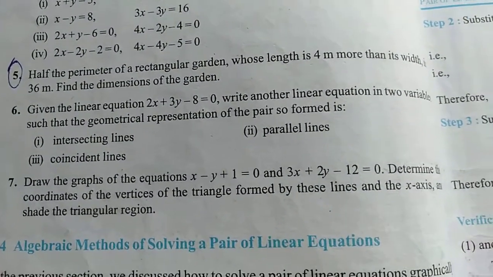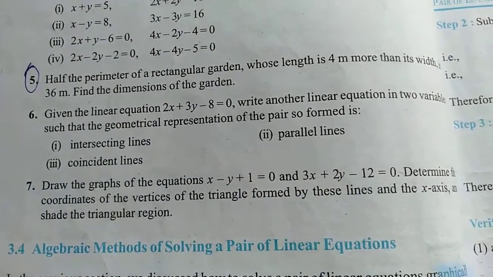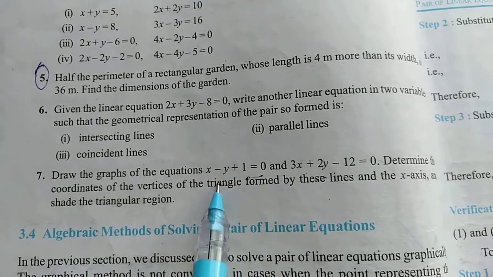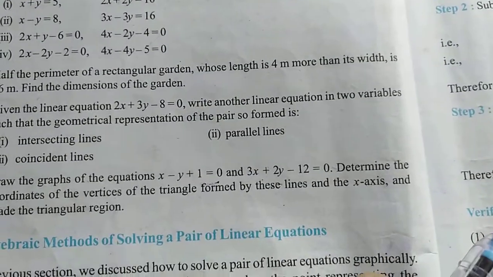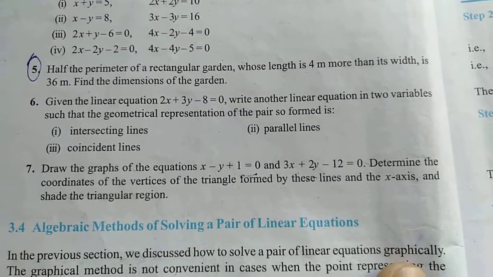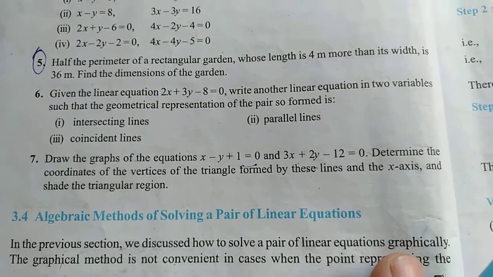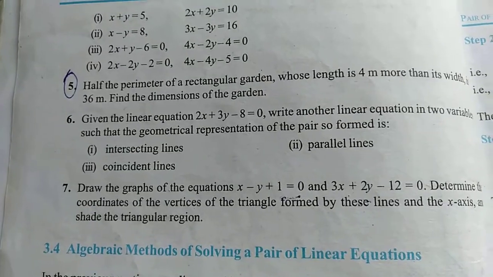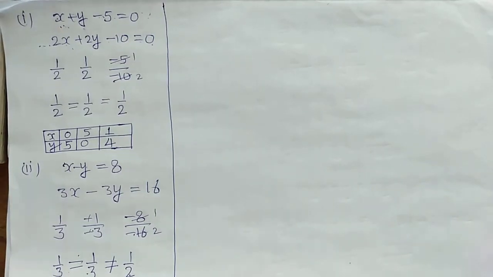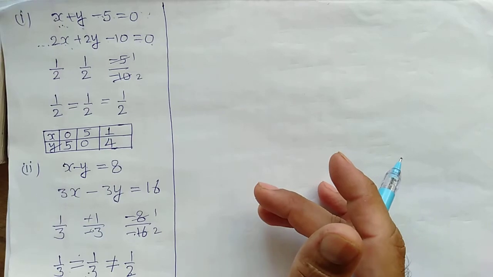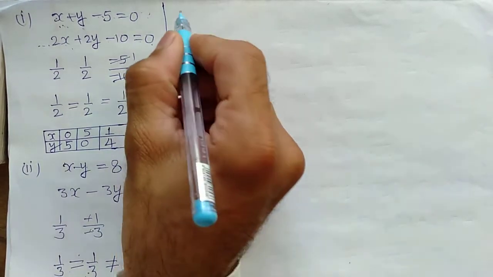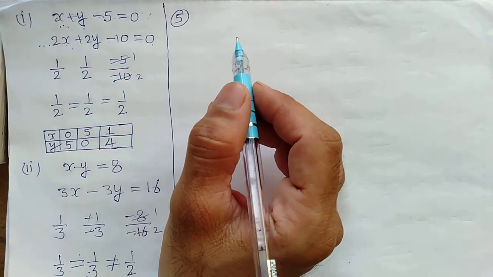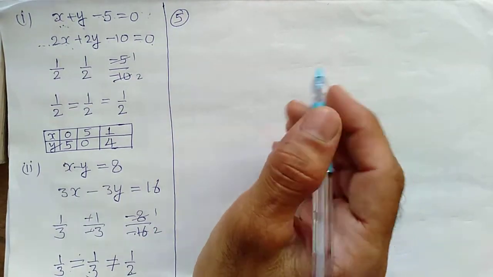These two lines are there, and for these two lines we will make a graph, and in that graph we will see these two lines will form a triangle, and we'll have to find the vertex of the triangle by that graph only. Okay, so let's try to do these three questions. Now you listen. Half the perimeter of a rectangular garden. This is question number 5 of the same. Rectangular garden whose length is 4 meter more than its width.